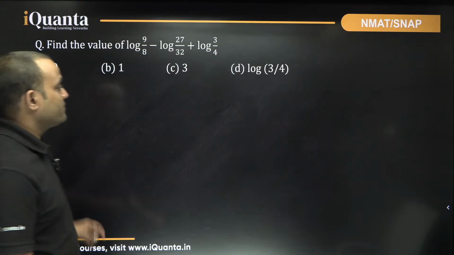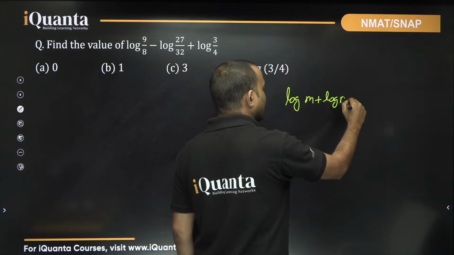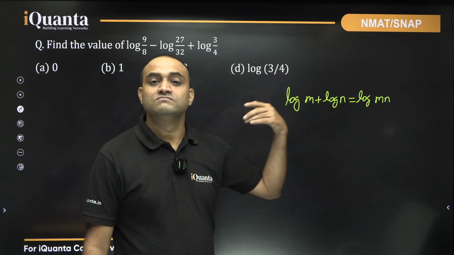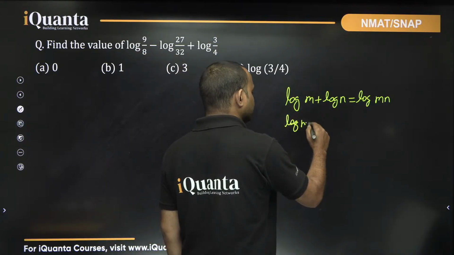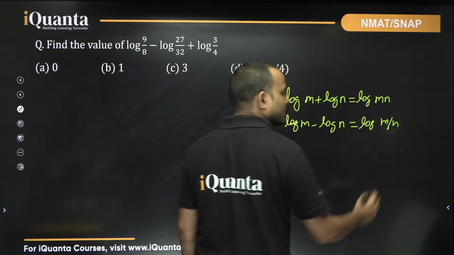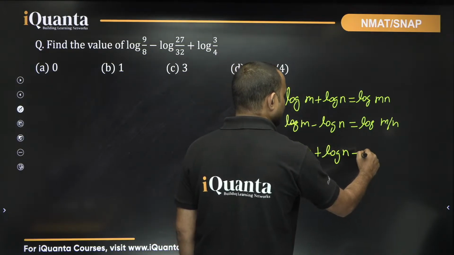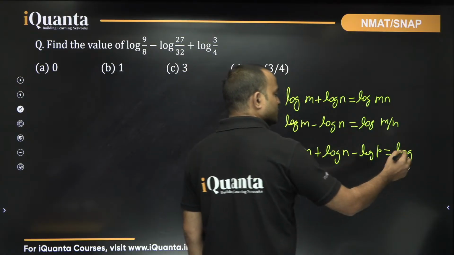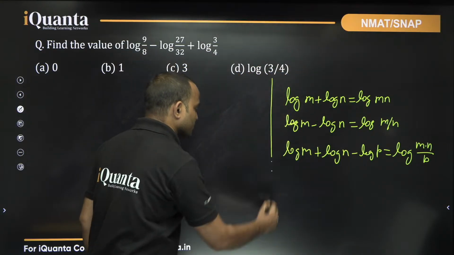For this question, again, the concept that will be used here is log m plus log n is equal to log mn. Now instead of two terms, if there are n terms, we can multiply all of those variables. Log m minus log n will be equal to log m upon n. And if we have plus and minus together, like log m plus log n minus log p, then all the positive terms will come in the numerator, mn, and all the negative terms will come in the denominator. So that is what we are going to use here.